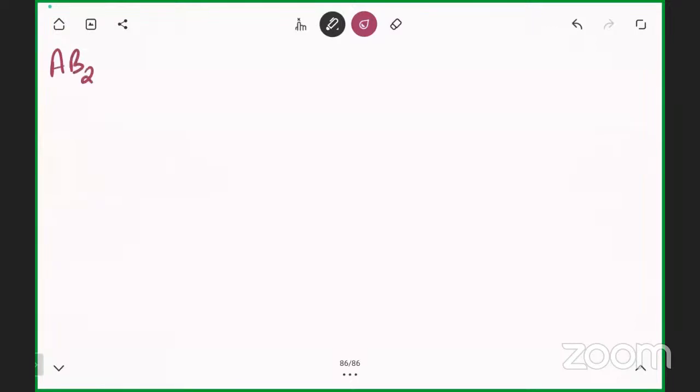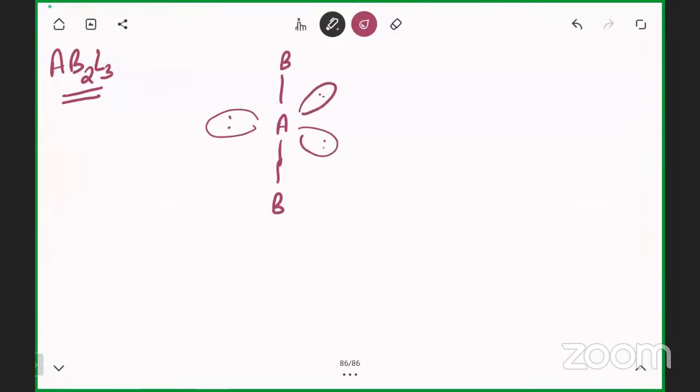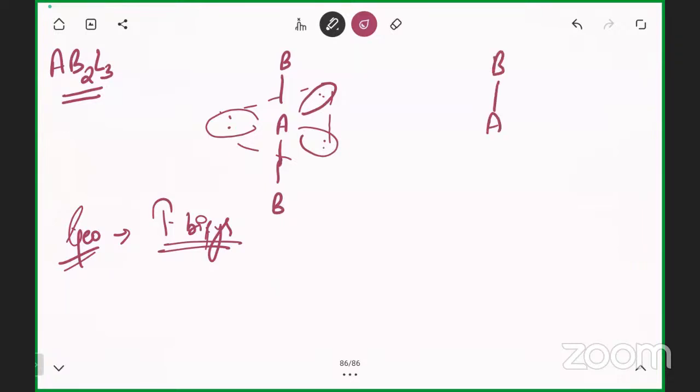Next one, I'm considering AB2L3. Now the bond pair is only 2 and the lone pair is now 3. Again, one lone pair, one lone pair, one lone pair. The geometry is again trigonal bipyramidal. The shape, remove these lone pairs. Which shape is this? Linear. The shape will be linear. Example is XeF2.